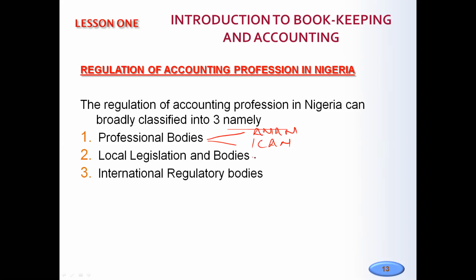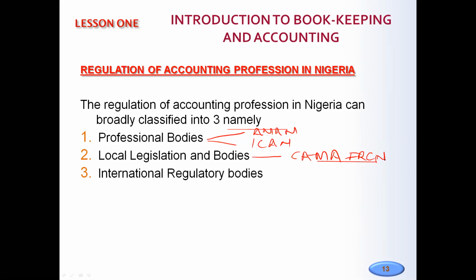Then we have local legislations. We have CAMA, that is our local law that is regulating accounting profession. We have the Financial Reporting Council of Nigeria, FRCN. We have the Banking and Other Financial Institutions Act, BOFIA. We have insurance law. We have laws that are regulating oil and gas industry. We have so many laws that are regulating specific sectors.